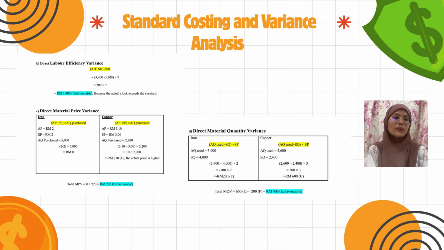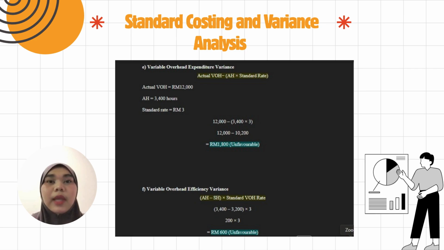For the last question, I will explain the direct materials quantity variance, divided into two, namely iron and copper. For this question, the formula used is as follows also. AQ used for iron is 3,900 and the SQ value is 4,000, with the answer for iron being negative RM 200 and favorable, and for copper AQ used is 2,600 and SQ 2,400, which equals RM 600 unfavorable. So the total DMQV is the value of copper minus the value of iron, with the answer being RM 400 and unfavorable.